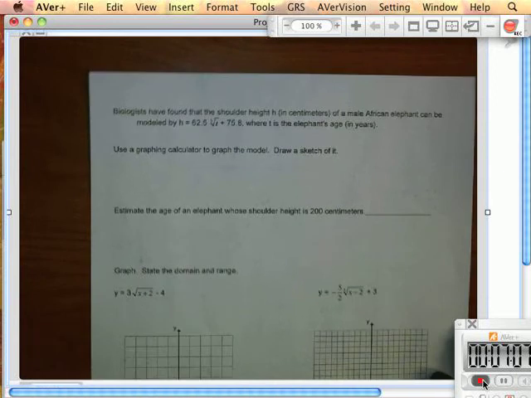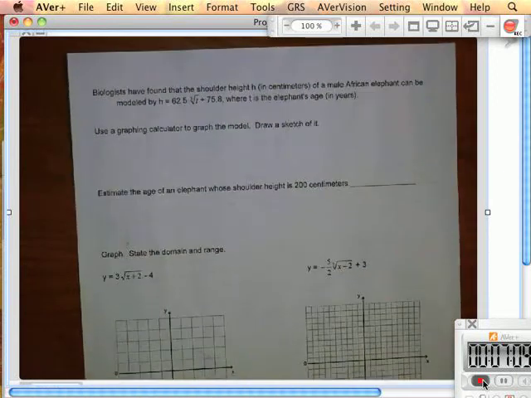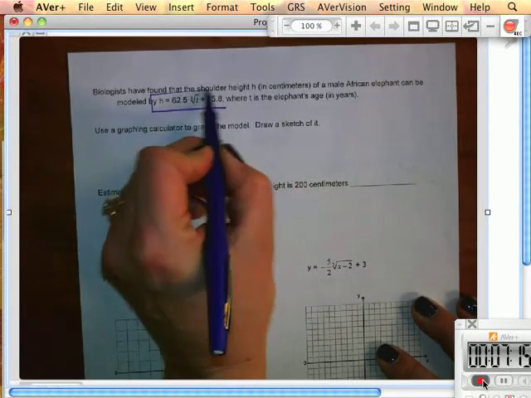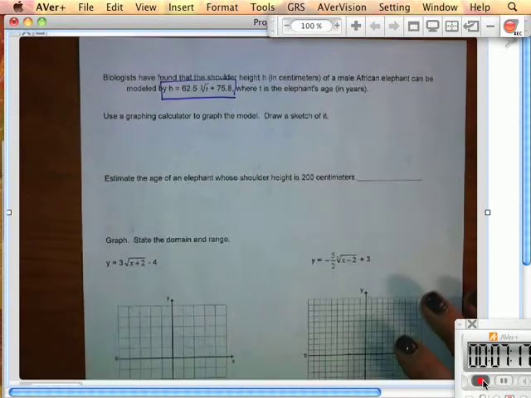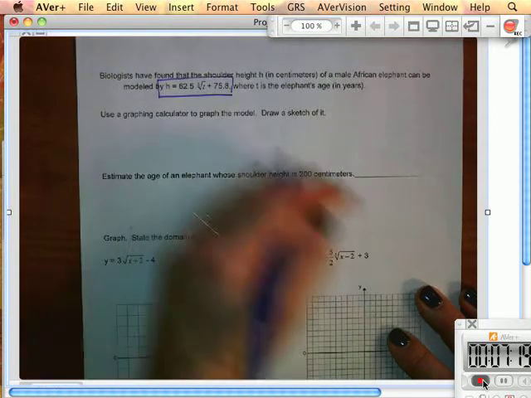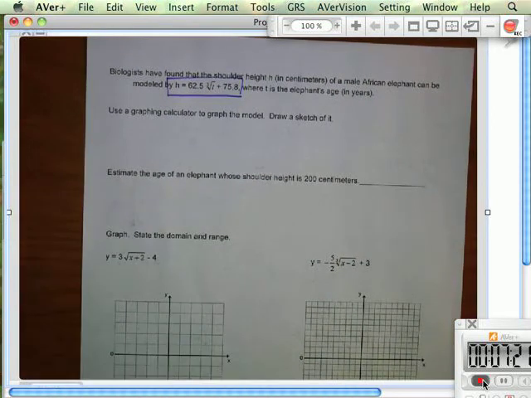All right. Biologists have found that the shoulder height in centimeters of a male African elephant can be modeled by this function right here, where T is the elephant's age in years. Oh, I was going to shift all this, so I made notes to myself last night and I forgot. Oh, well, we just have to squeeze. We got to squeeze.